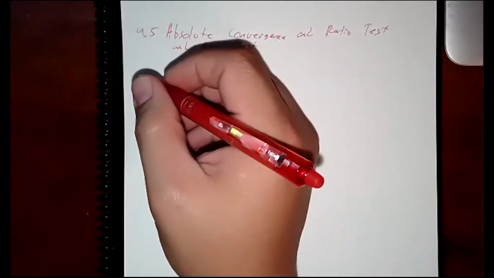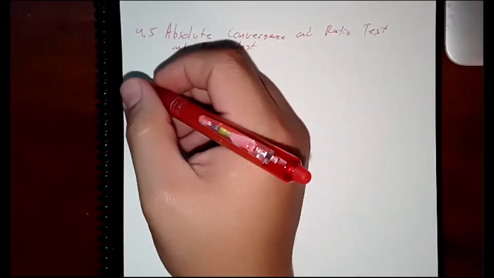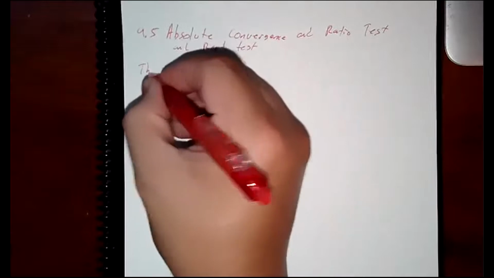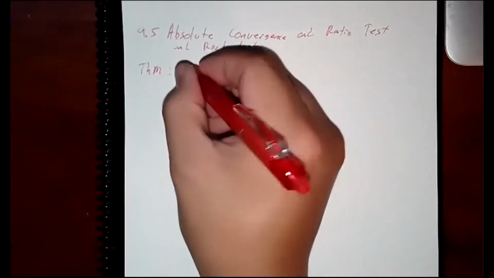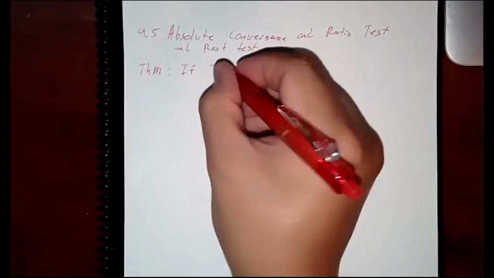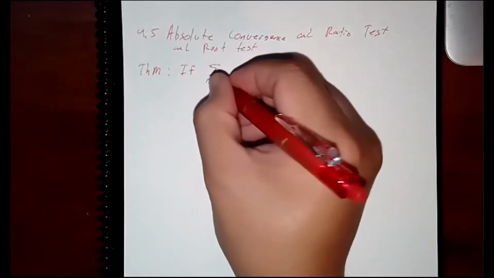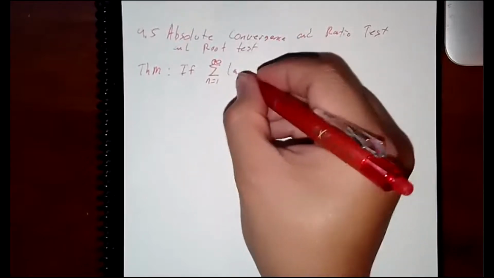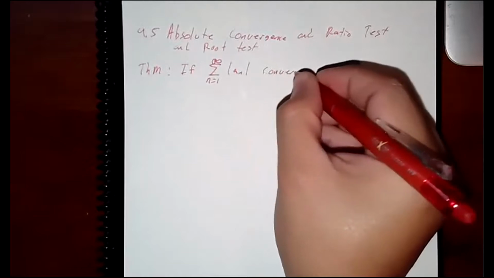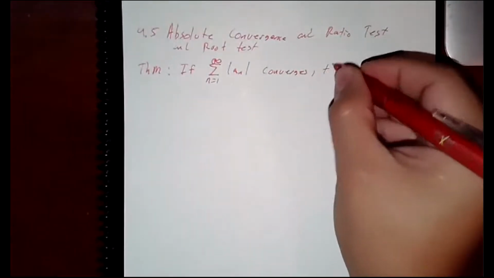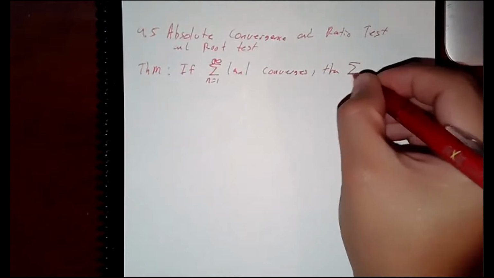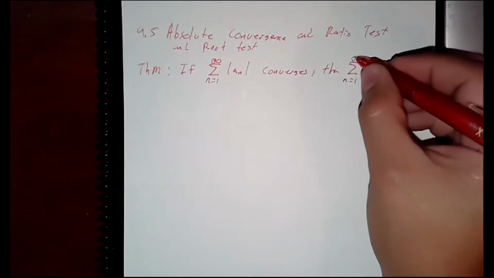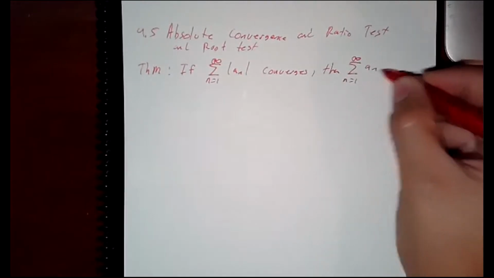So let me give you the absolute convergence. The theorem says if the series from n equals 1 to infinity of the absolute value of a_n converges, then the regular version converges as well.